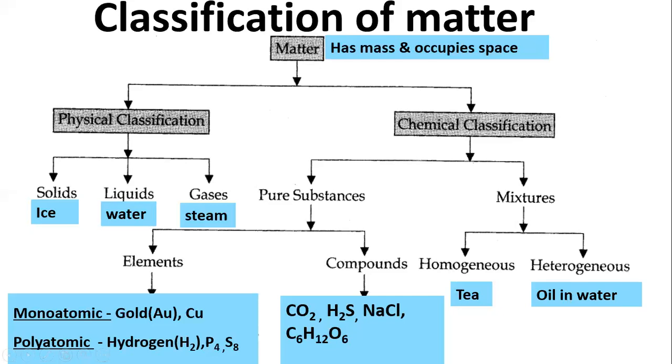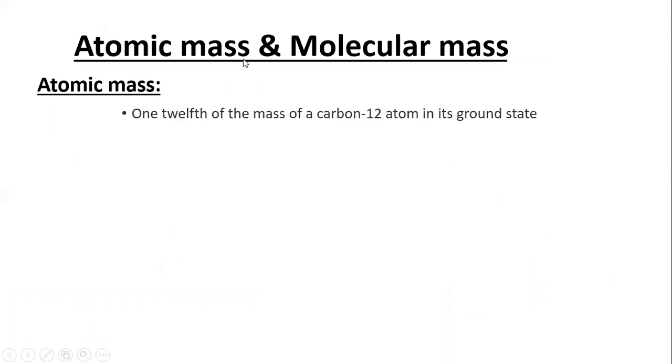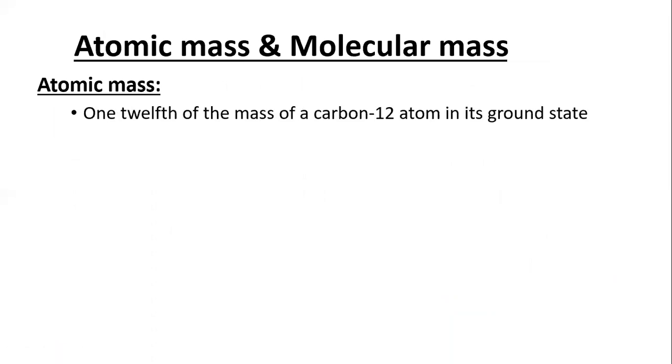Next we'll move on to atomic mass and molecular mass. The atomic mass is nothing but the 1/12th of the mass of a carbon 12 atom in its ground state. Now this carbon 12 is nothing but the isotope of carbon. What is meant by isotope? Isotope is nothing but elements having the same atomic number but different mass number. Okay, that is said to be an isotope.